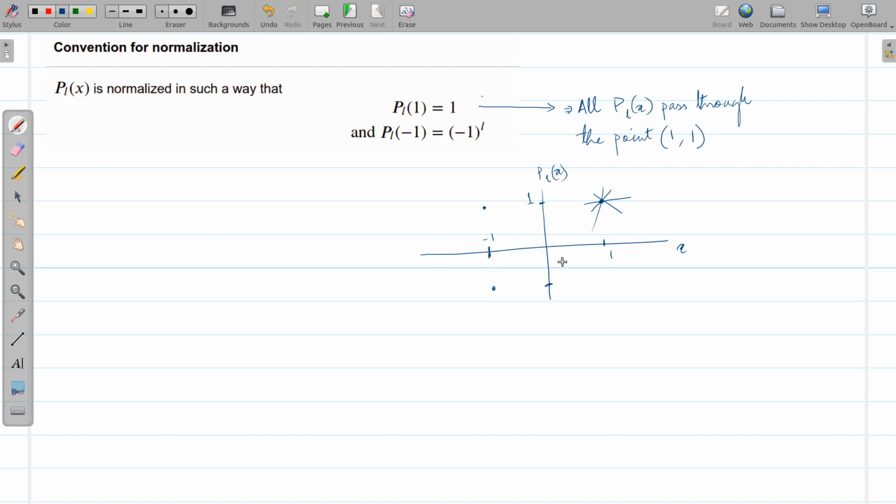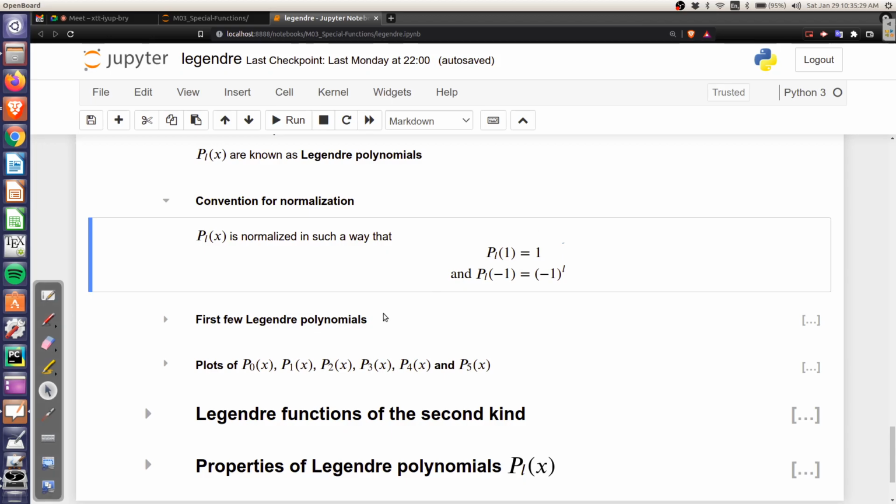But what happens at x equals minus 1 is that the value of the Legendre polynomial will depend on whether L is even or odd. If L is even, then this is going to become 1, because minus 1 to the power of an even value gives us plus 1. So it is going to pass through this point for even values of L. And for odd values of L, this is going to give us minus 1. So they will pass through these points for odd values of L. Okay, so this is what we expect from the way it is normalized.